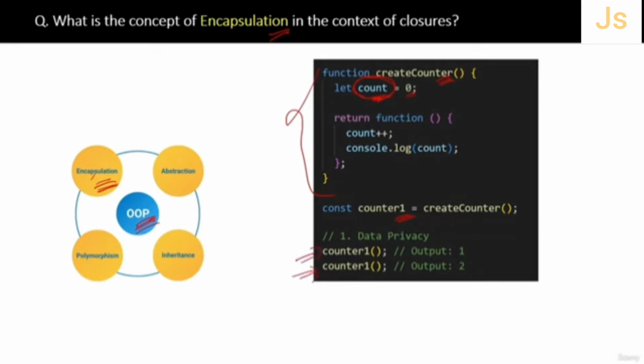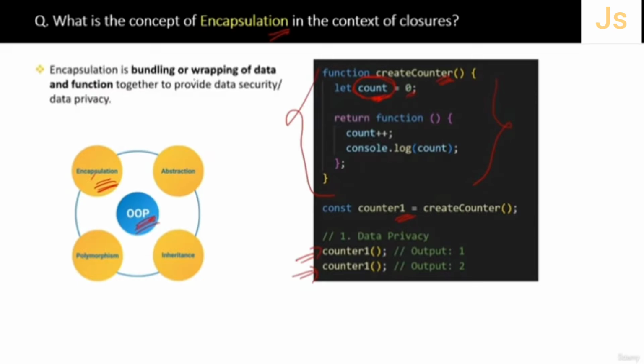That is how you can just read the data also. Maybe some data you want to just read. You do not want anyone to update it. So better use the closure. And as you can see, finally, we are just combining the data and function to access the data, right? That combination, that wrapping, is encapsulation only. The conclusion is encapsulation is the bundling or wrapping of data and function together to provide data security and privacy.